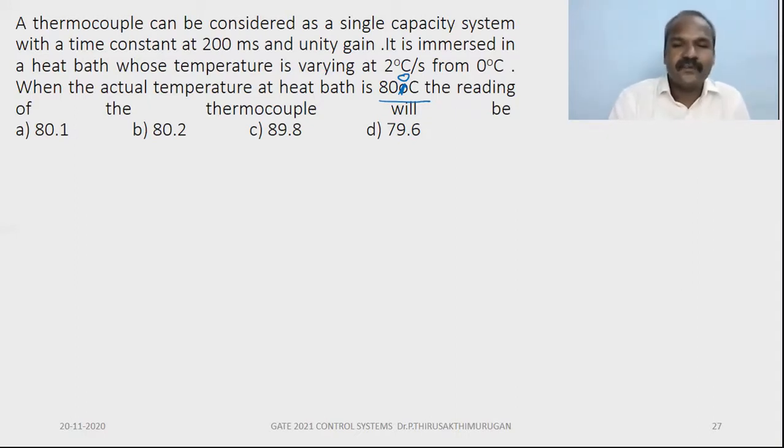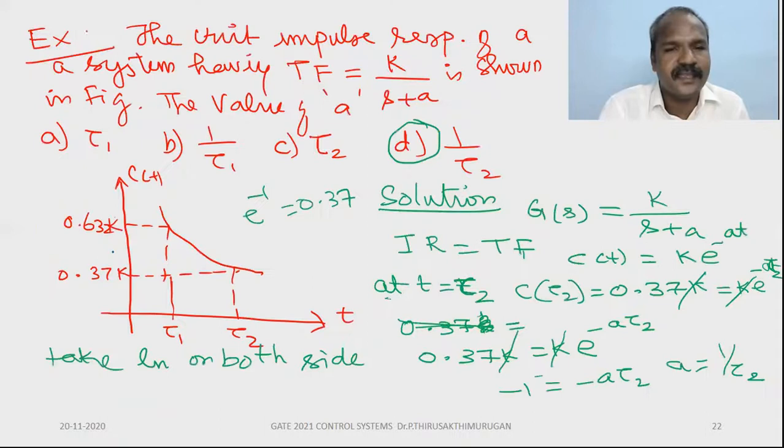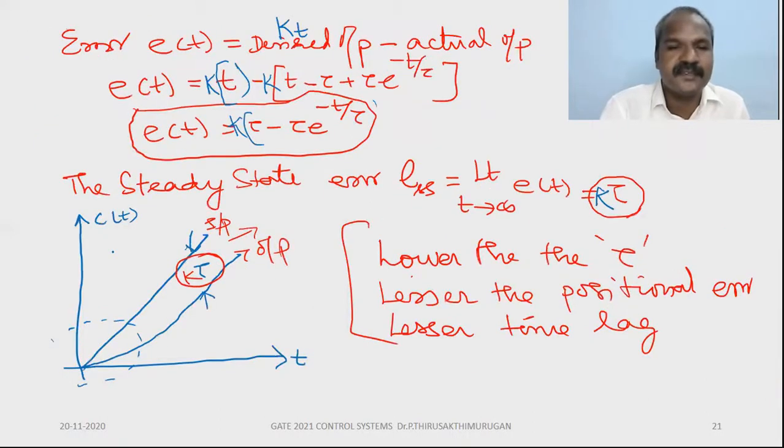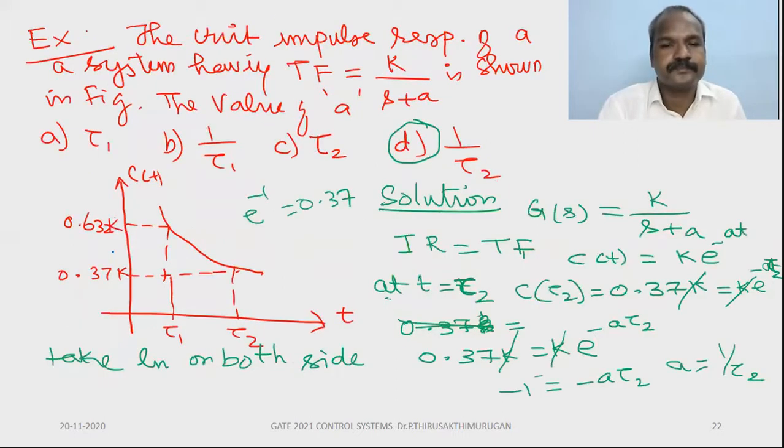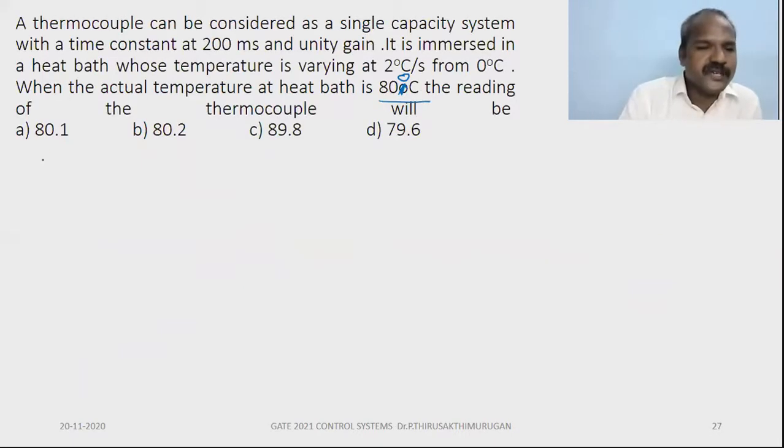We know that, what is the error? What is the error in the system? We already did this. The error in this system is a ramp input system. So what is the error response in the ramp input system? K times tau. So we know the solution.